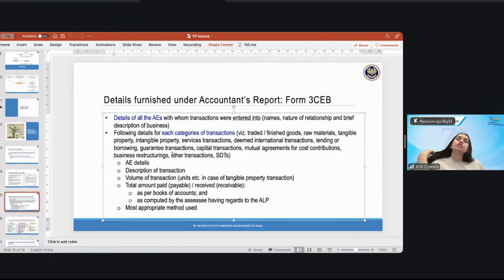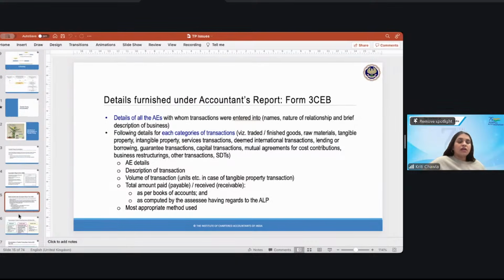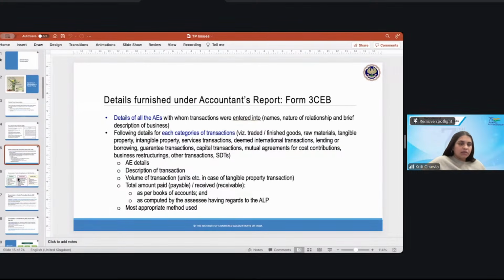Similarly, for SDT also, you'll have to tell them what is the unit, what is the AE, what is the category of the transaction for the purposes of SDT. Then you'll have to tell them about the details of the transaction and what method you have chosen to benchmark that kind of transaction. So that is all about Form 3CEB.